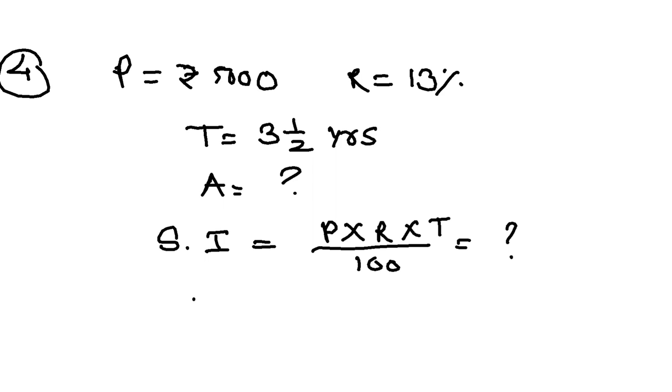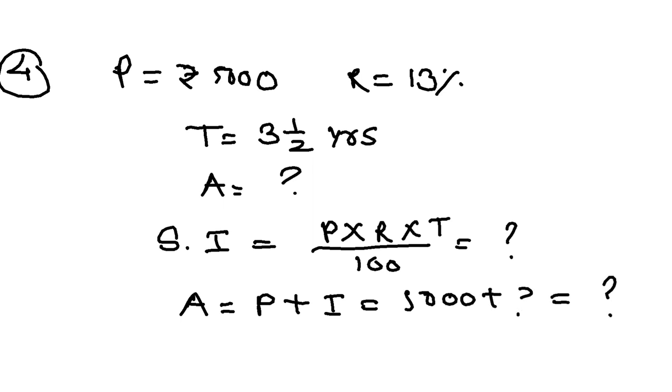Okay. After that, amount is principal plus interest. Principal is 5,000, interest obviously you will find, and you can find the final value also from here. This is similar to question number 3, that is the earlier question. Okay, so questions 1, 2, 3 and 4 I have covered in this video. In the next video I shall be covering questions 5, 6 and 7.